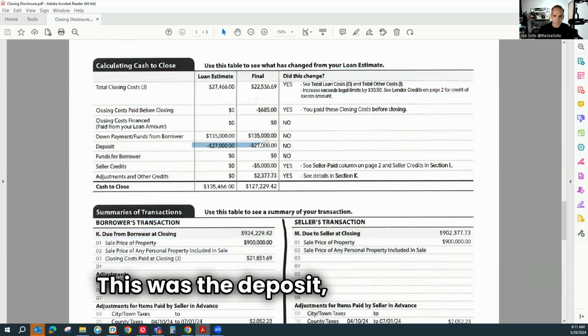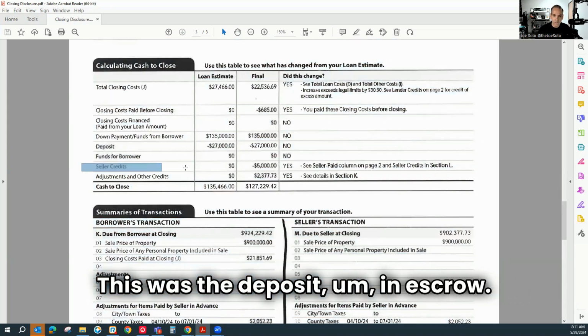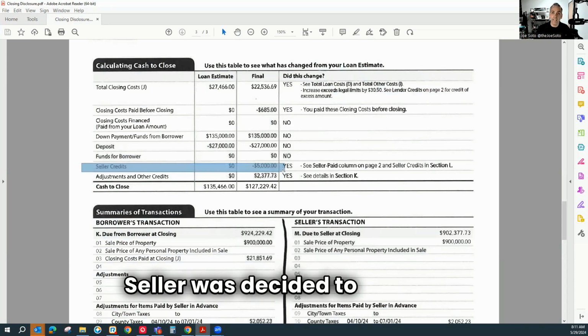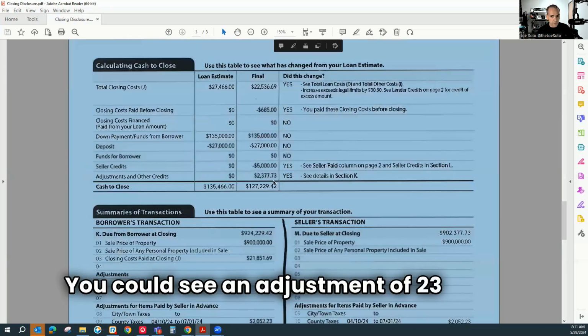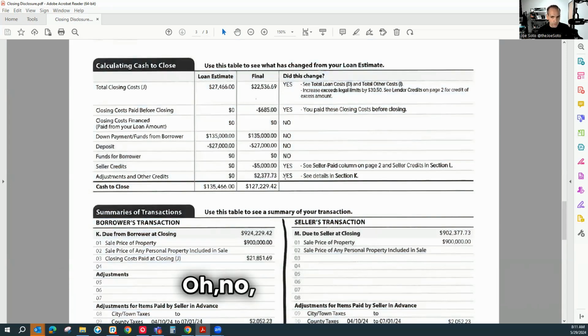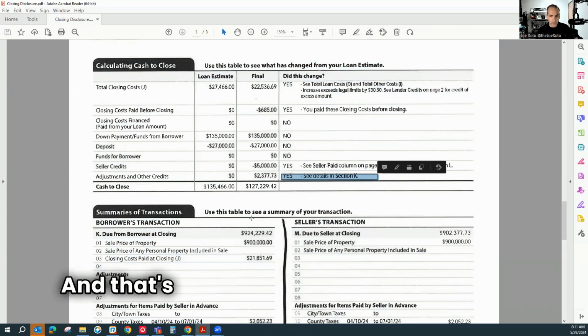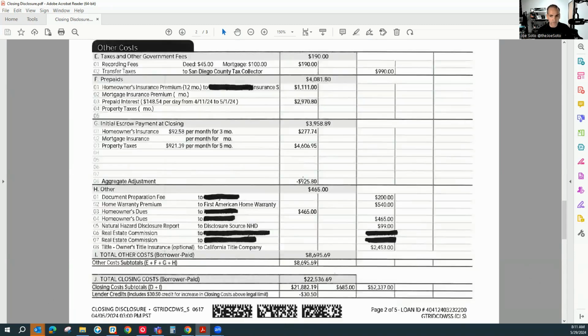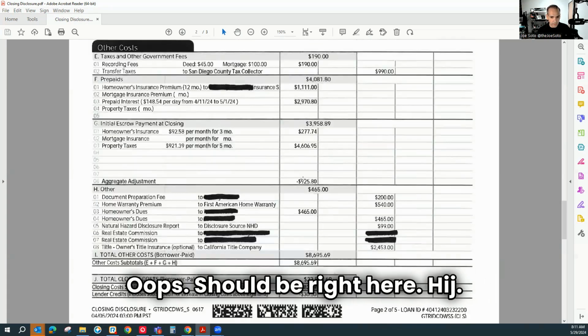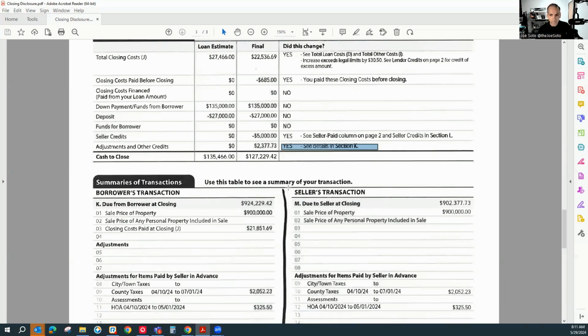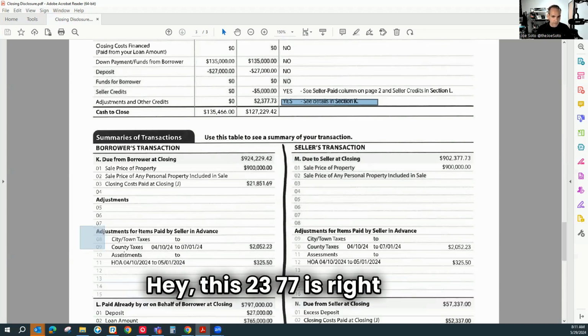This was the deposit. In escrow, seller decided to give our client a $5,000 credit. So there's an adjustment there. You could see an adjustment of 2377. And oh no, what is that? Where does that come from? Well, that's in K. And that's going to be down here as far as, oops, should be right here. HIJ. Oh no, it should be down here. Sorry. Okay, this 2377 is right here.